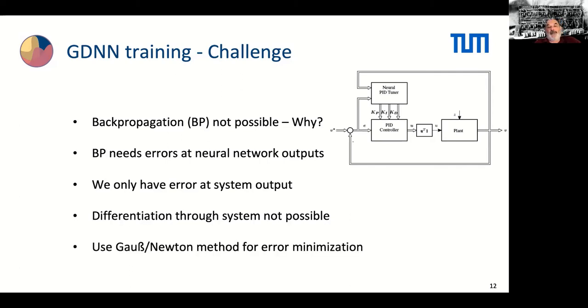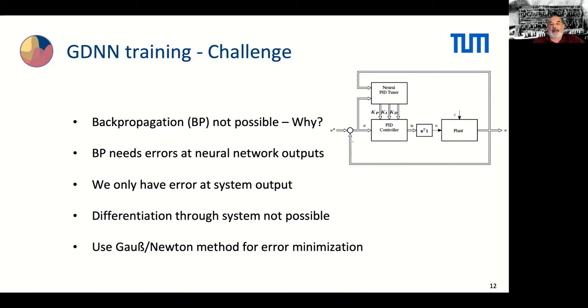So we use the Gauss-Newton method for error minimization. We basically optimize those values in order to minimize this error. The error that we are trying to control needs to be minimized. That's what we're going to do anyhow. That means by the operation of the PID controller, the plant should stay on track. And that feedback basically would mean that the error becomes minimum.